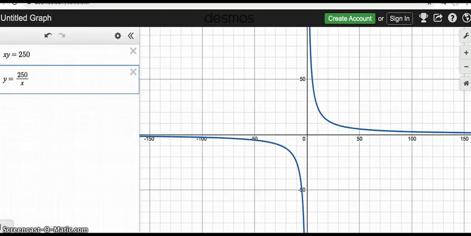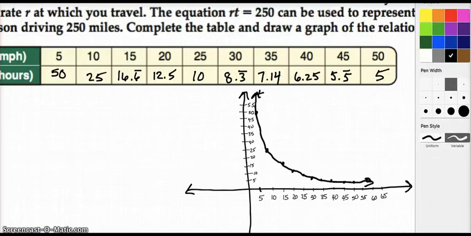Because if you notice, the x and the y are being multiplied together. So this equation, y is equal to something over x, is called a rational function or a rational relationship. And we will investigate that a little bit more.